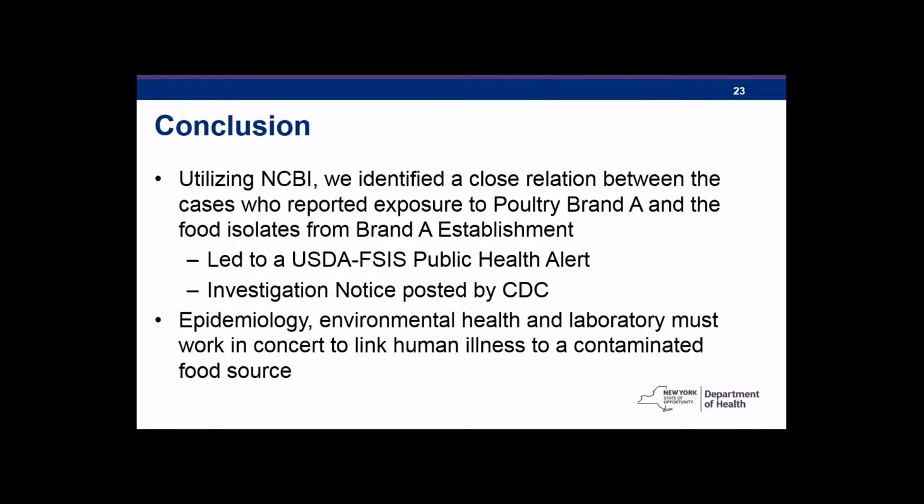So just in conclusion, using NCBI, we identified a close relation between the cases who reported exposure to poultry brand A and food isolates from brand A establishment. And again, we were able to do this using NCBI and looking at isolates within our SNP range that we wanted, and really using the environmental isolates to our advantage, especially when you're dealing with something like chicken. It really helps to then give you more focus on what type.